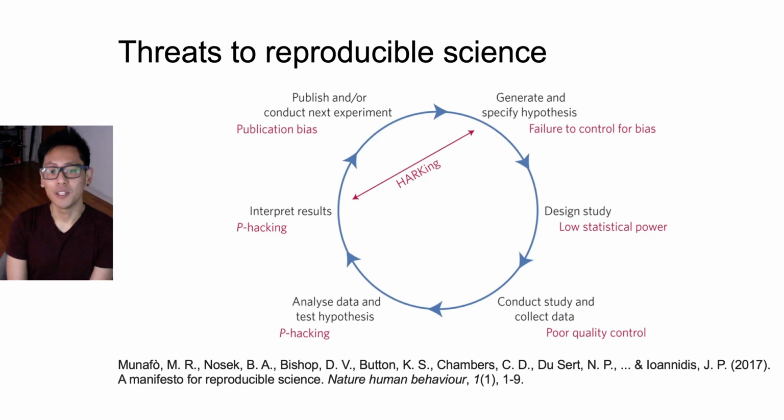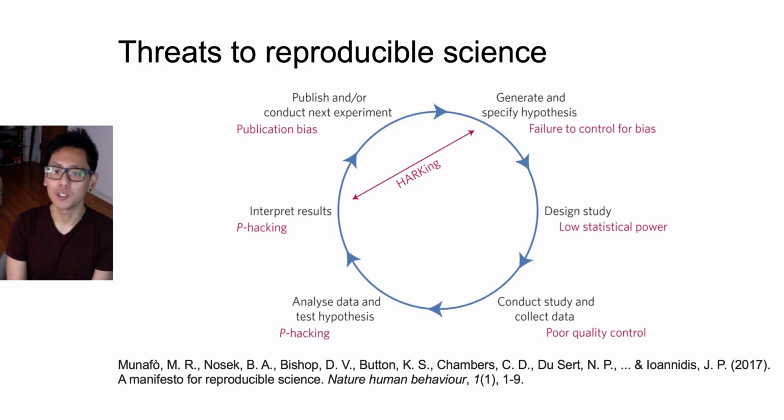So here, this is a figure taken from Munafo and others' manifesto for reproducible science. I've gone through a few of these here, but I'll start from the top right of this circle, where when we generate and specify a hypothesis, we may fail to control for researcher bias. When we design a study, we may have low statistical power. When we conduct a study and collect data, we may have poor quality control and measurements, something I haven't mentioned until now. When we analyze the data, test hypotheses, and interpret the results, we may introduce questionable research practices and researcher bias, so that we p-hack and the likelihood of false positives increases.